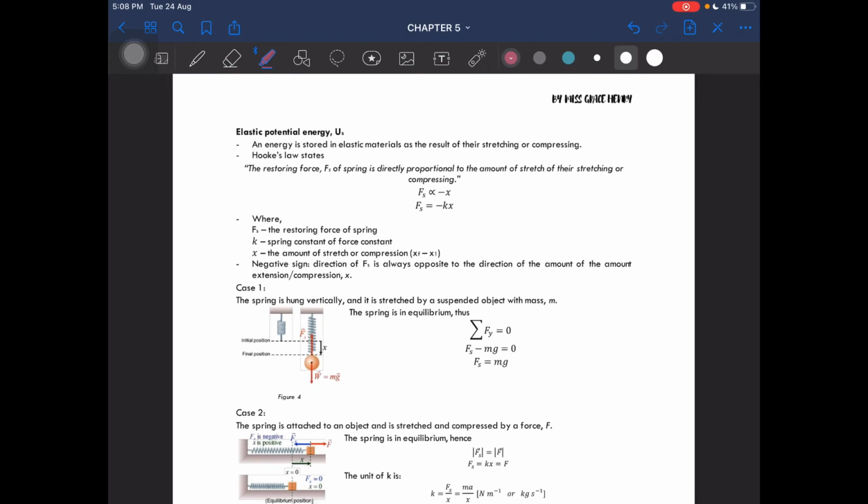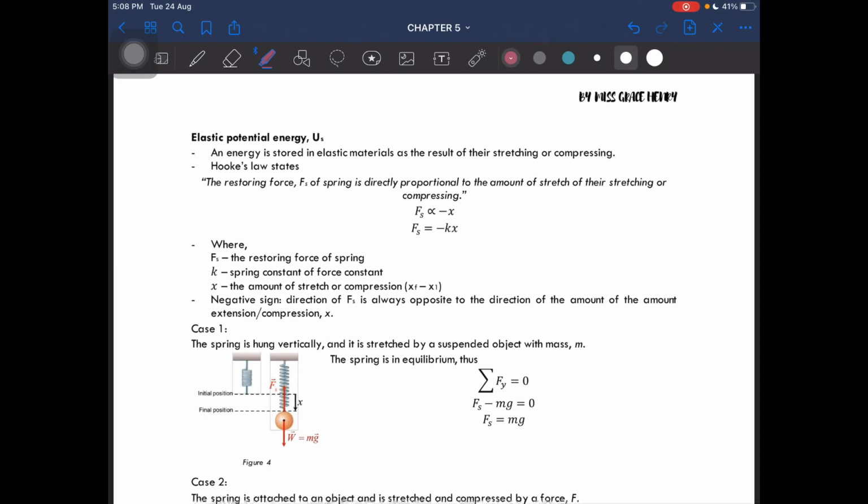Now we also have elastic potential energy. For this one, I'm not very sure if we still have this in the syllabus, but I'm just going to teach you in case the question comes up. Elastic potential energy is the energy stored in elastic materials. It is the result of their stretching or compressing. Remember, you have heard of Hooke's law. Hooke's law states that the restoring force of a spring is directly proportional to the amount of stretching or compressing.